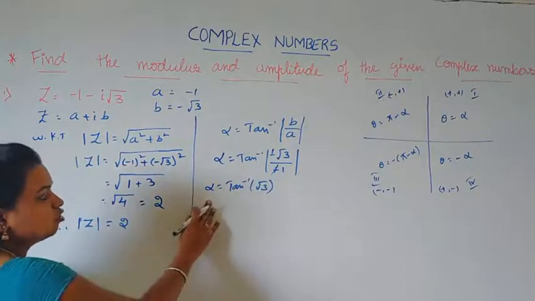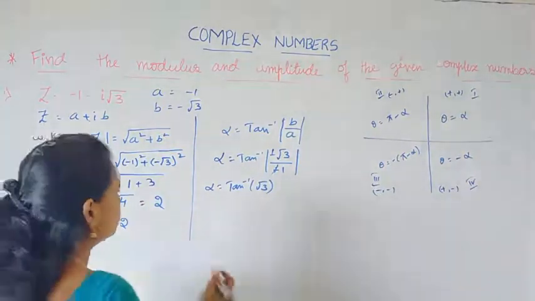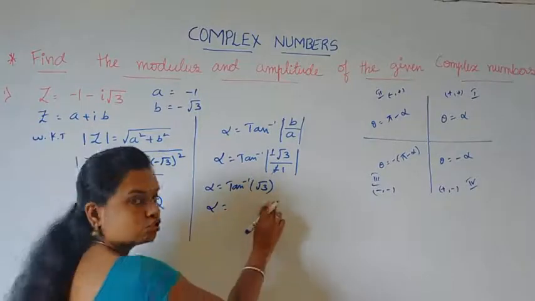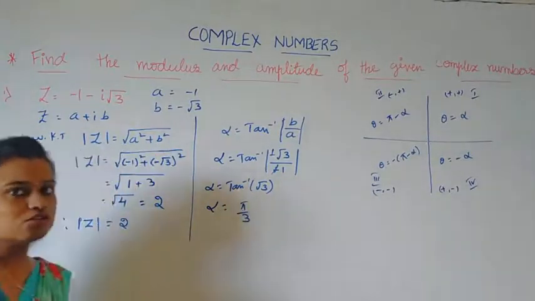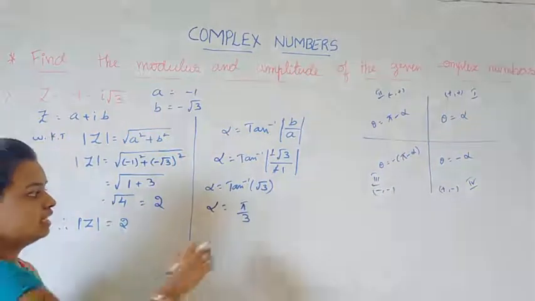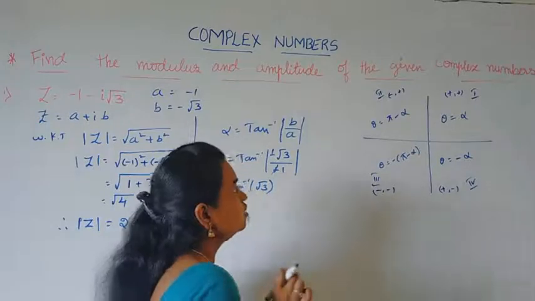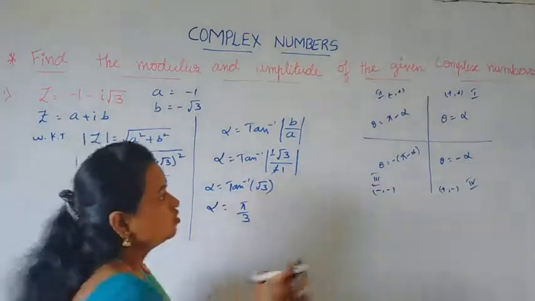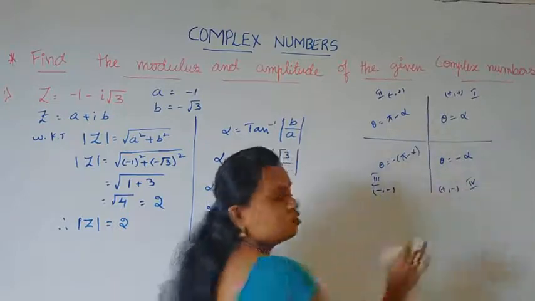So alpha is equal to tan inverse of root 3. What is the value of tan inverse of root 3? Tan inverse of root 3 means pi by 3. So tan inverse of root 3 is pi by 3. One thing you must remember: to find the argument, we have four quadrants, right? This is the first, second, third and fourth quadrant.